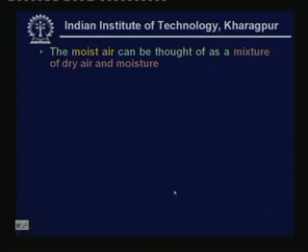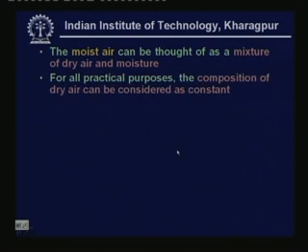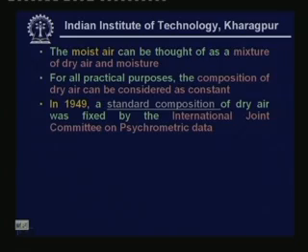The moist air can be thought of as a mixture of dry air and moisture. Moisture means water vapor. For all practical purposes, the composition of dry air can be considered as constant. It is observed that the composition of dry air remains almost constant wherever you go. That means it does not really vary from place to place or from altitude to altitude. So, in 1949, a committee was formed to fix the composition of this particular dry air for calculation purposes. As I said, the standard composition of dry air was fixed by the International Joint Committee on Psychrometric Data.